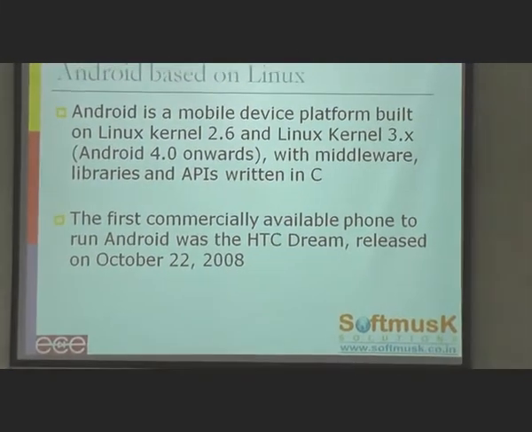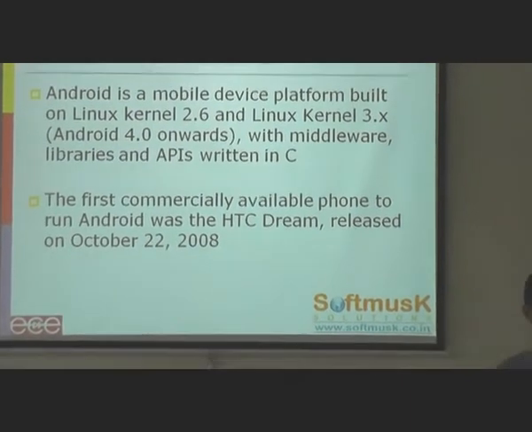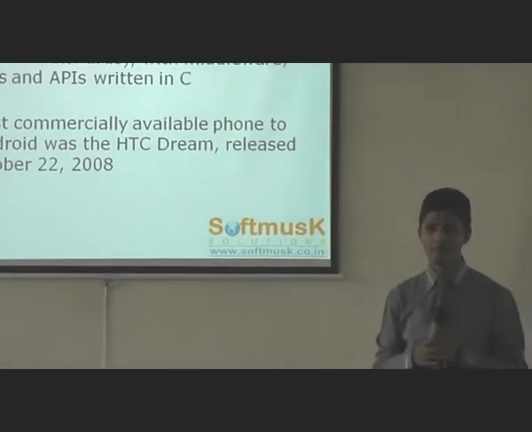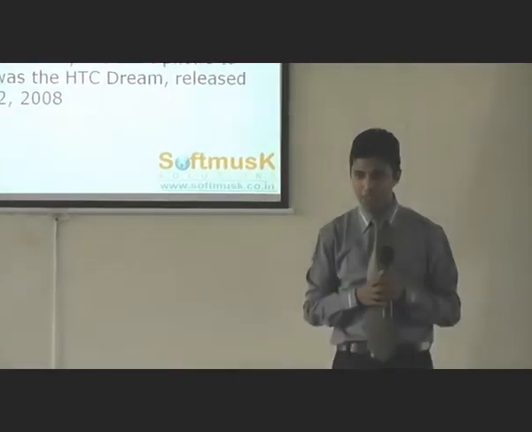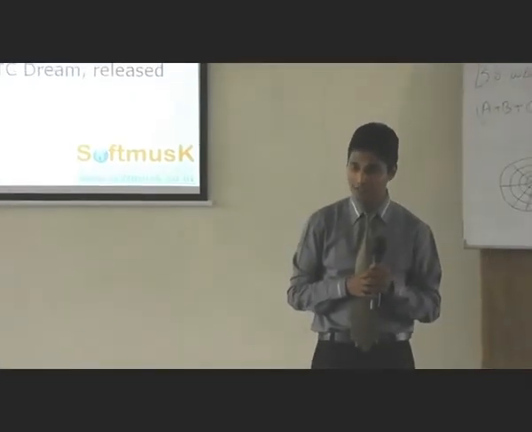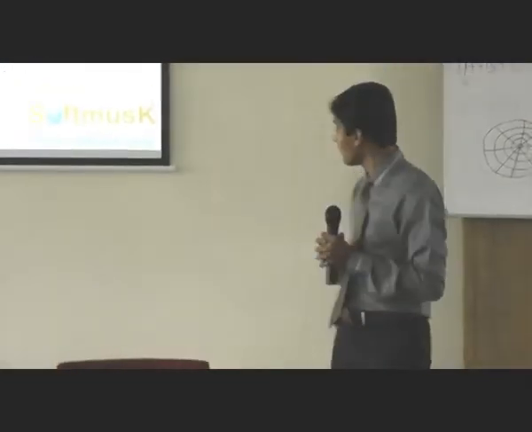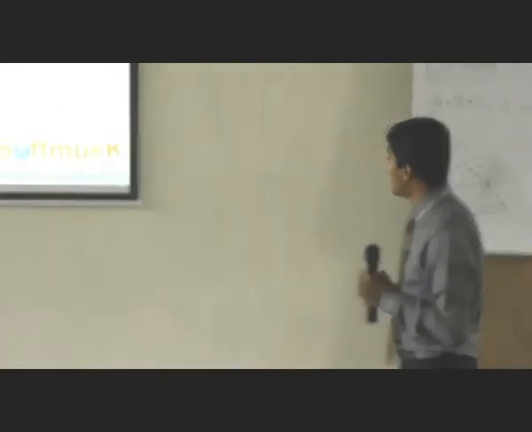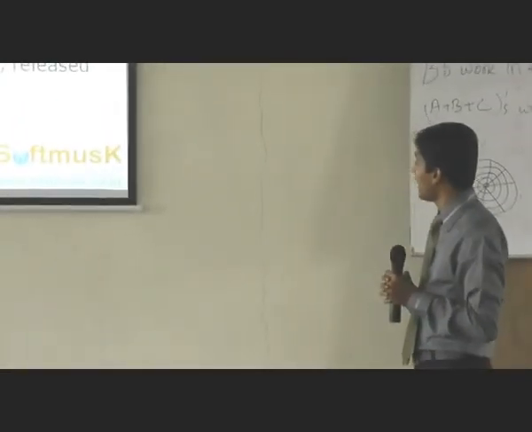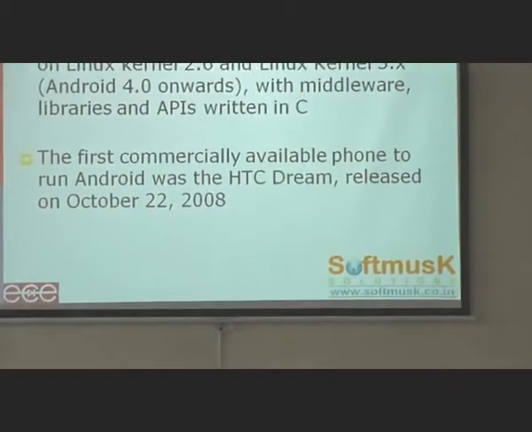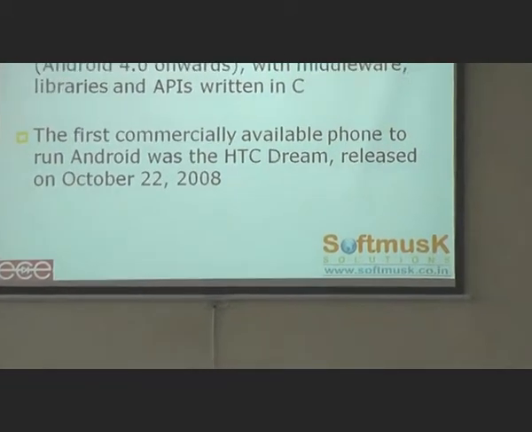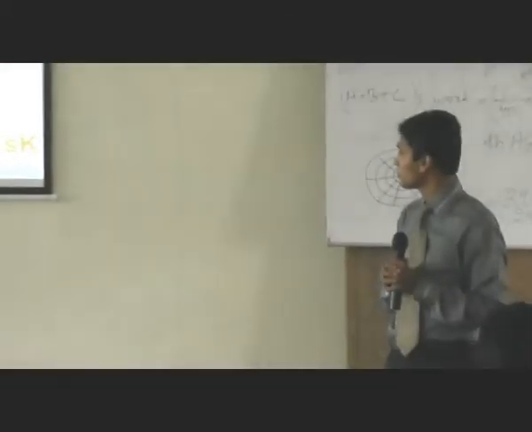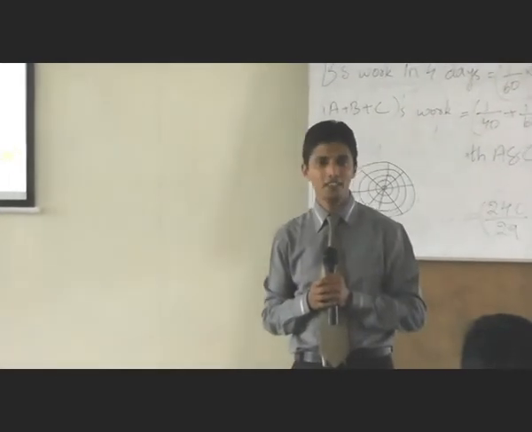Can anyone tell me which is the latest version of the Android operating system? Yes, 4.3. The first commercially available phone to run Android was the HTC, released on October 22nd, 2008. The first phone they rolled out was in 2008, which was the HTC Dream.